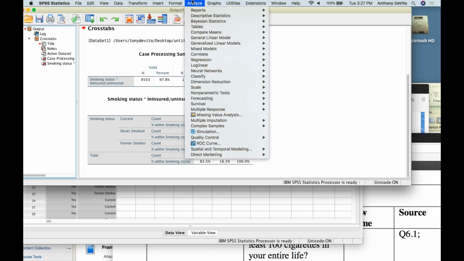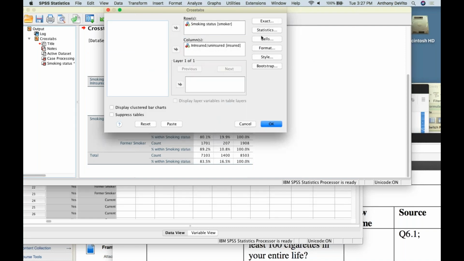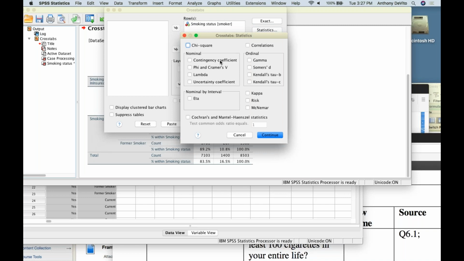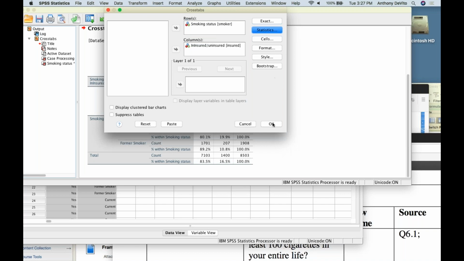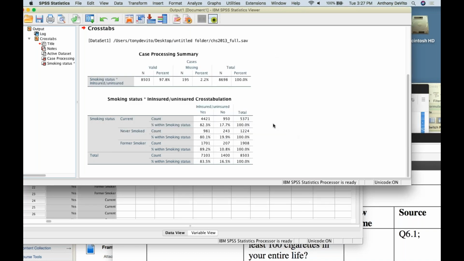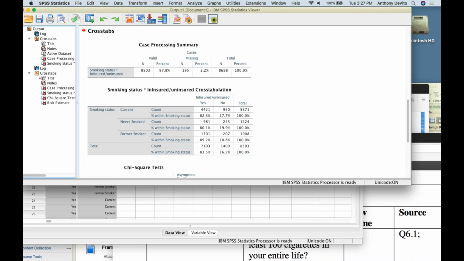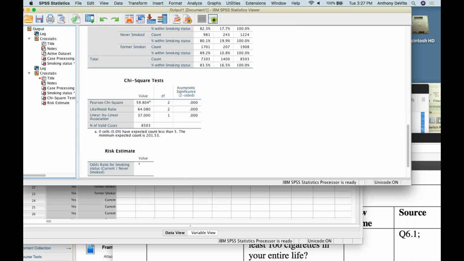So I'm going to go over here to analyze, descriptive statistics, cross tabs, and then I'm going to go into statistics, and I'm going to click off chi-square. I'm also going to click off risk, but we're going to see there's a problem there. I'm going to say continue and say okay. This is going to calculate in the background an expected values table from our observed values table and calculate the chi-square value.